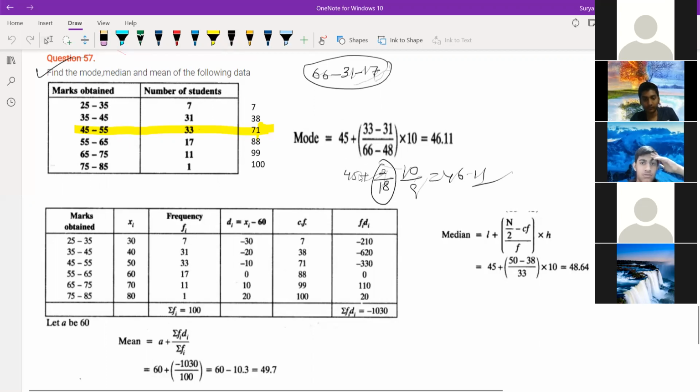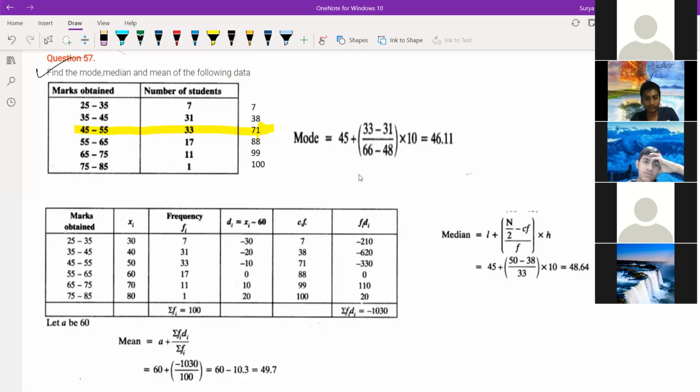Praharshan, you got the same answer, 46.11? Yes, sir. Rasool, have you solved this? Yes. Okay, fine. Rasool, on your camera.